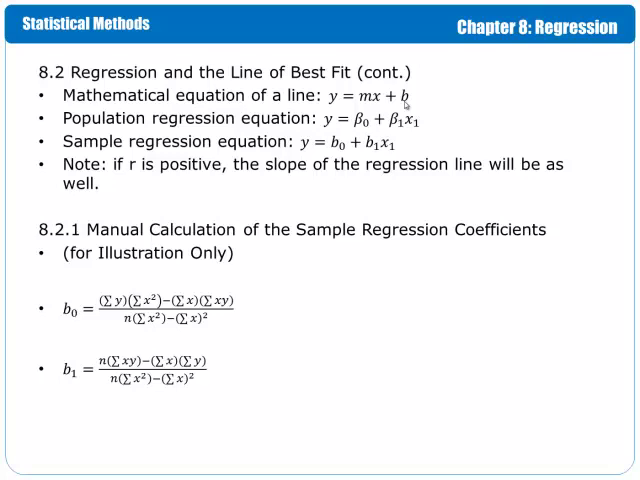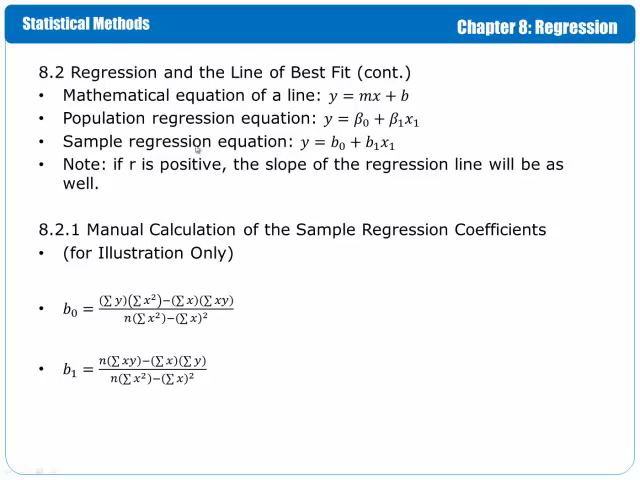The population regression equation is very similar to the equation of a line. If you look at the two, you have very similar patterns. Here you have a single value, and here you have a single value. Here you have something that's multiplied by x, and here you have something that's multiplied by x. So in fact, this beta naught represents the y-intercept in the regression model, and this beta 1 represents the slope of the regression model. And that's all for the population.